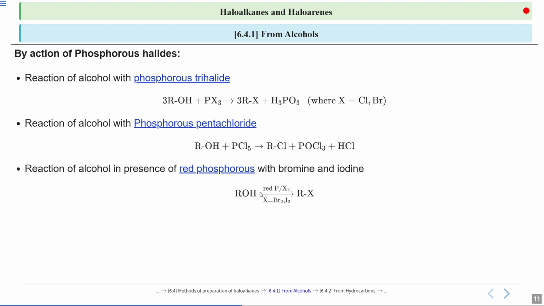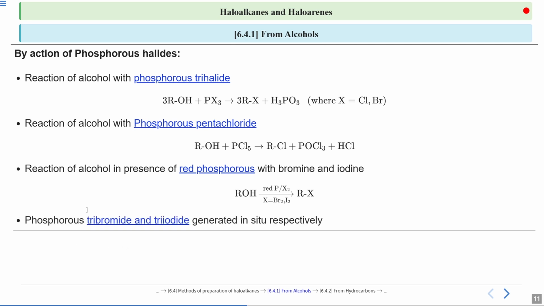this reaction of alcohol, where alcohol is reacting in the presence of red phosphorus with the bromine or the iodine, that is the X2 molecule. Okay, and you are going to get your desired alkyl bromide or alkyl iodide. Phosphorus tribromide and triiodide are generated in situ respectively.